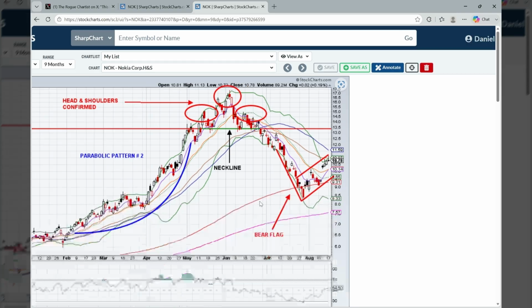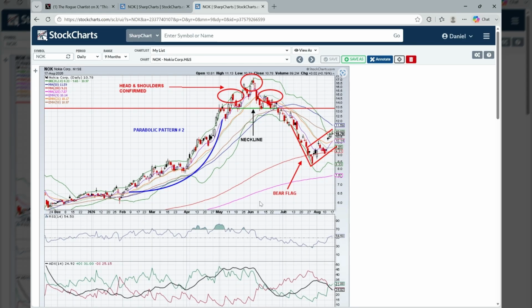And as I said, I believe that 8 is the bottom. It's going to come back down to 8, maybe even to 7.57 on the 325 ironclad moving average. And then from there, we could possibly see a major reversal to the bull side.